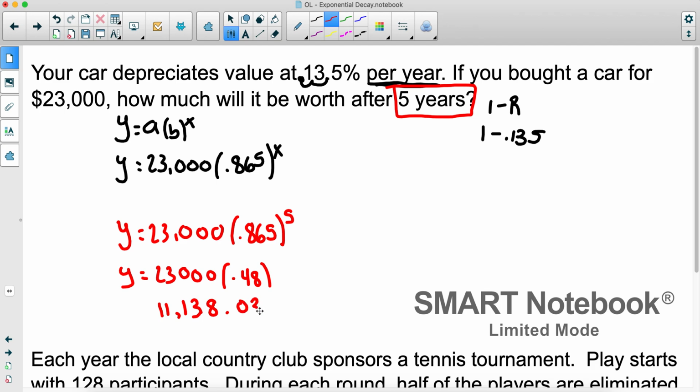$38.03. And again, how I did that, x is each year, so if I want 5 years, I plug that in for x. So I did 0.865 to the 5th, which gave us about 0.48. And I'm going to multiply that by 23,000, which is where this answer came from.